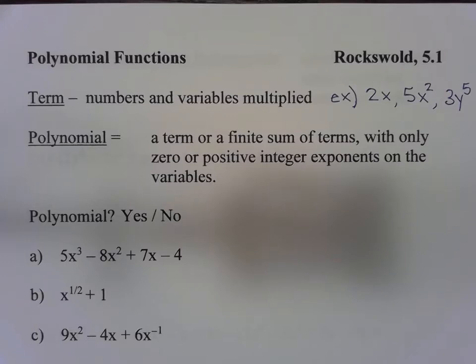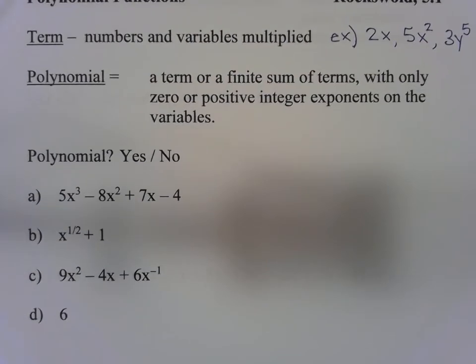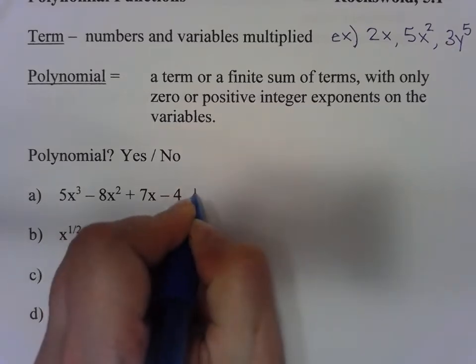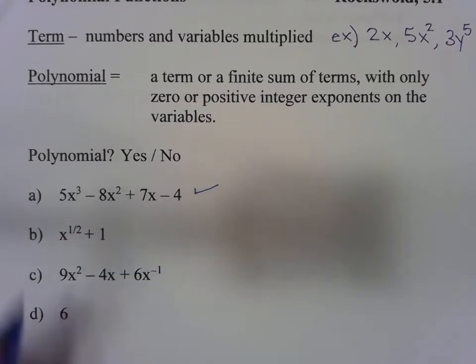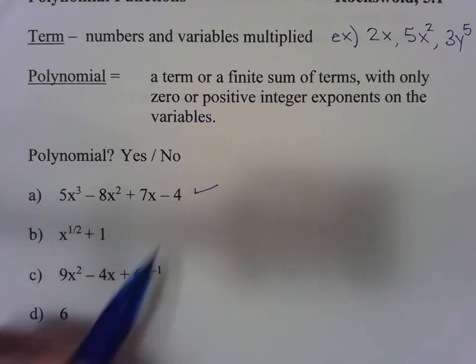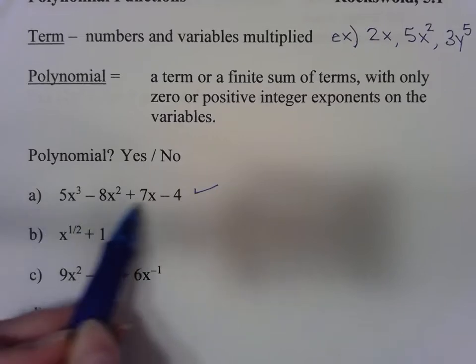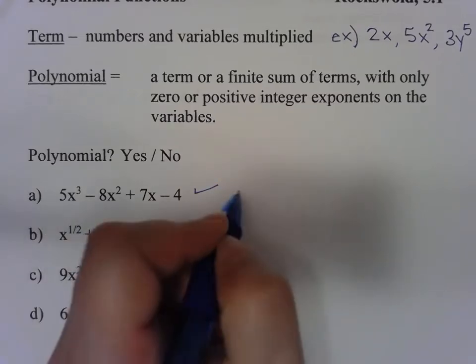All right, so let's test this out. I have a few examples here. Let's try to decide, are they polynomials or not? So how about choice A? Is this a polynomial? Yes, absolutely it is. These are 4 terms added or subtracted together. We have nice exponents, so this is a yes.